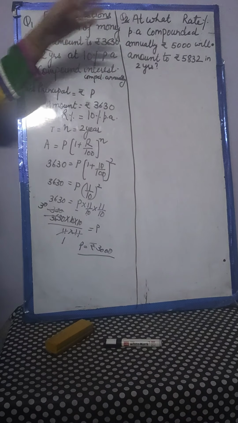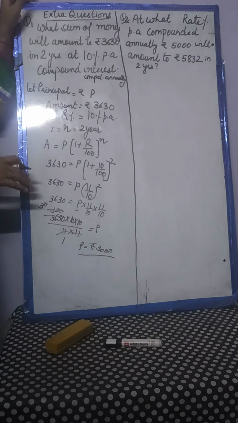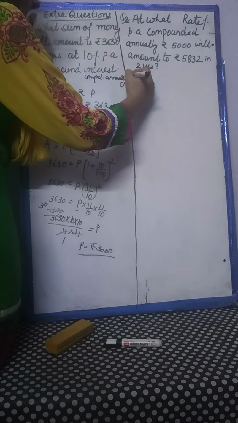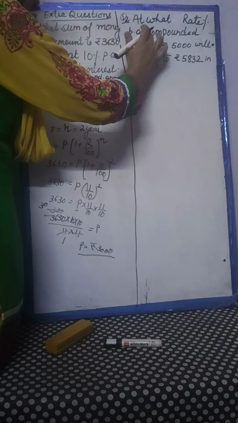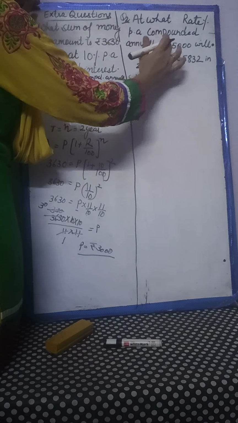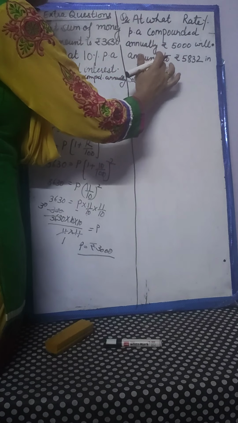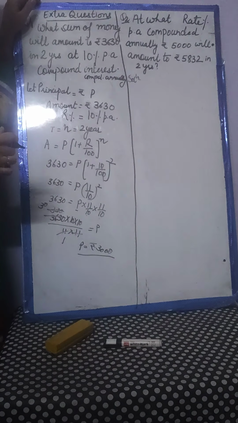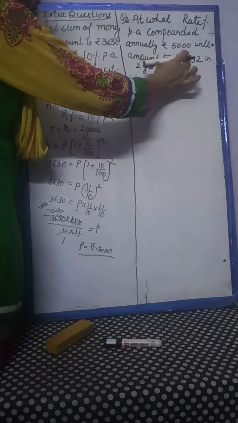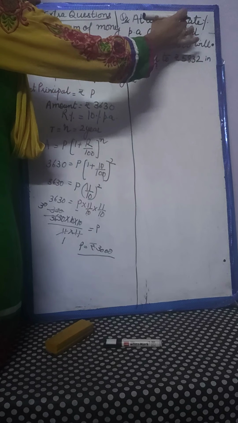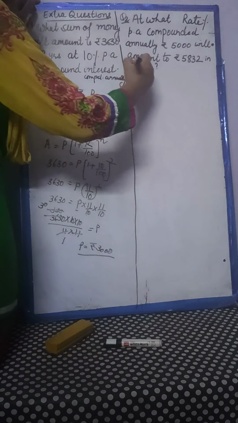Now let us do the second part. I hope you have calculated it correctly. Question number 2 solution is: at what rate percent per annum compounded annually will rupees 5000 amount to 5832 in 2 years? Now time is given, amount is given, principal is given and we have to find the rate.